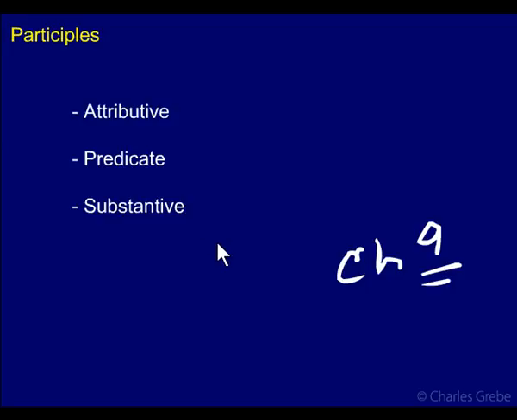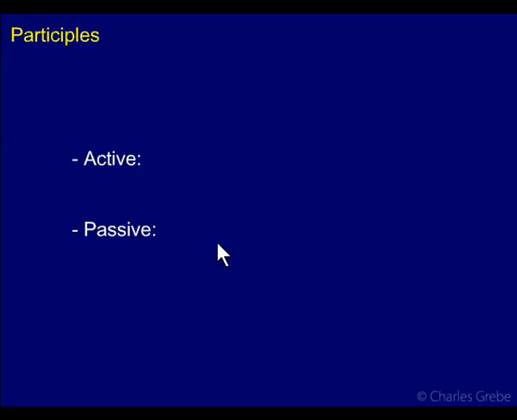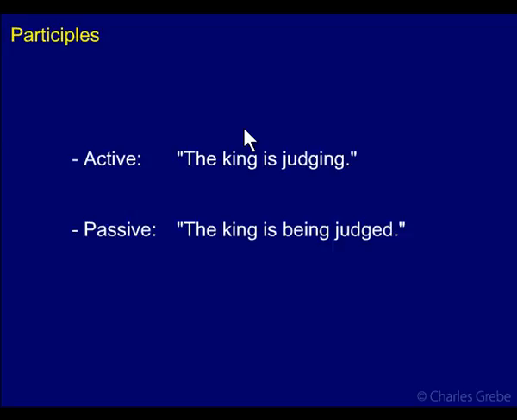So participles are similar to adjectives in form, same endings, and function, these 3 functions. And the last thing I want to talk about here is voice. As I said, we're going to look at the active participle. So what does active mean? Active and passive are something that we call voices. And maybe it's best just to look at an example. The example of the active voice is "the king is judging." And the counterexample for passive would be "the king is being judged."